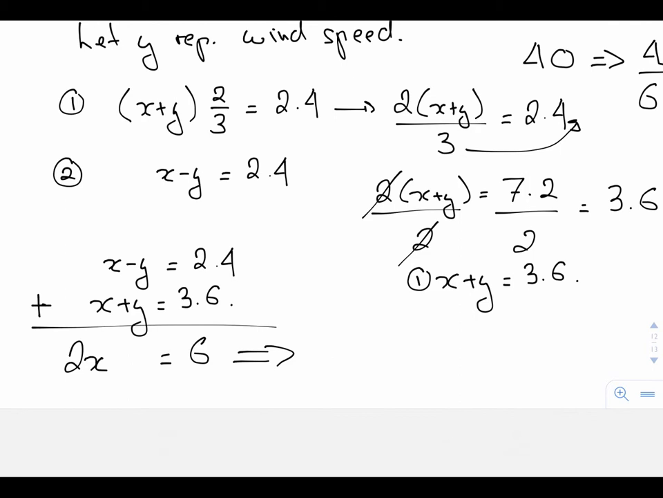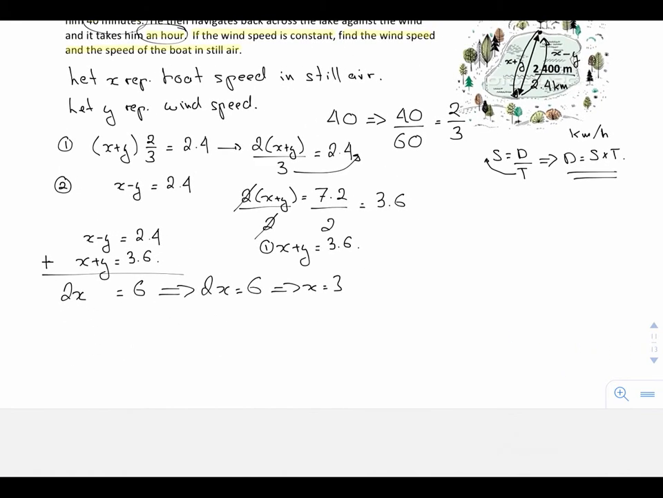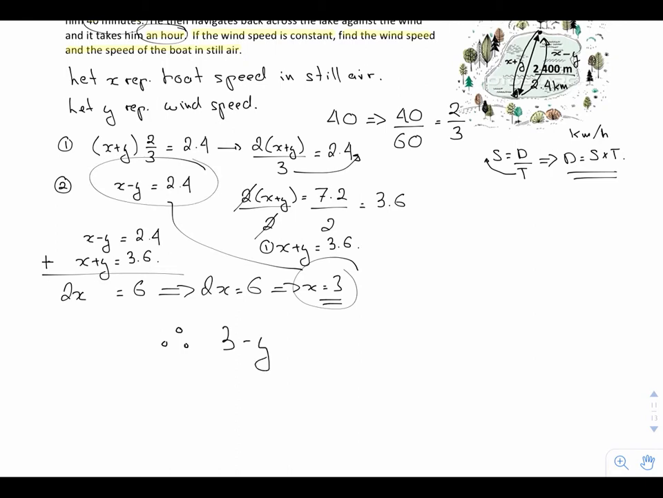Which means that x is equal to, well, I'll put in the in-between step. I have 2x is equal to 6, which means that x is equal to 3, and that is my boat speed. Finishing off, to get the speed of the wind, I'm going to plug this 3 into one of my original equations. Let's say I'll plug this 3 into this equation over here, and that gives me 3 minus y is equal to 2.4.